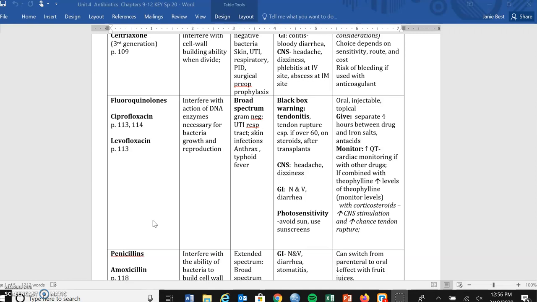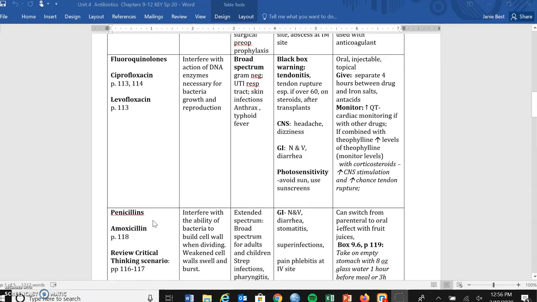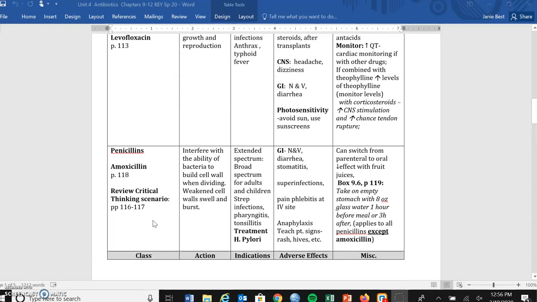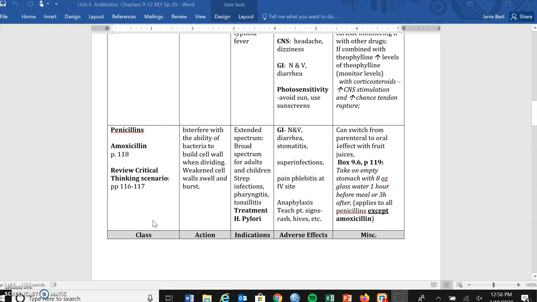The side effect you have to be sure to teach your patients about is photosensitivity if the patient is going to be out in the sun. In the penicillins, all the penicillins must be taken on an empty stomach, except amoxicillin, which can be taken with food. The GI limitations are diarrhea and stomatitis, superinfections, pain at the IV site, and anaphylaxis.